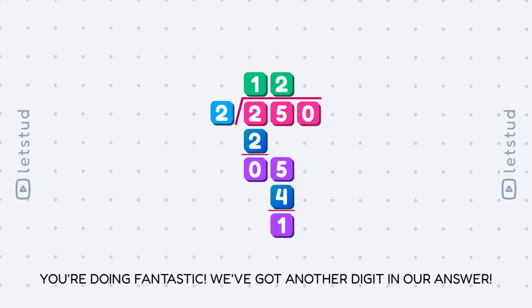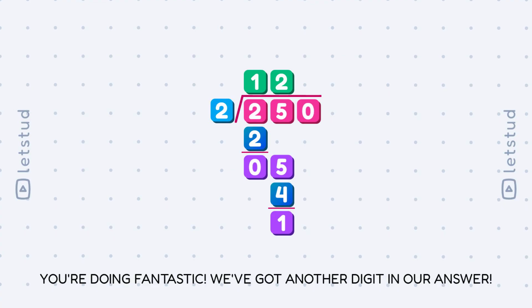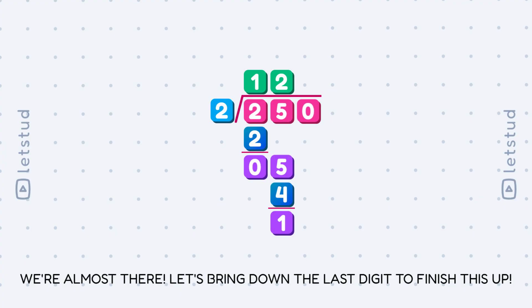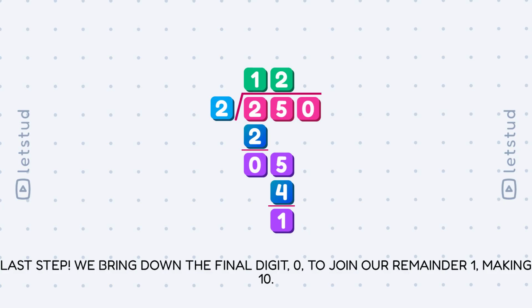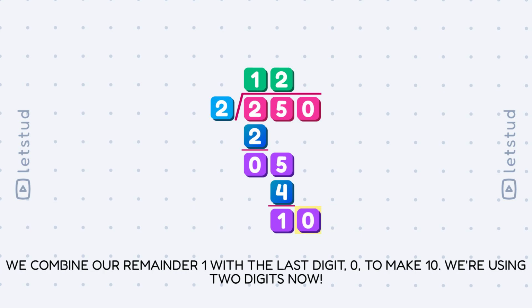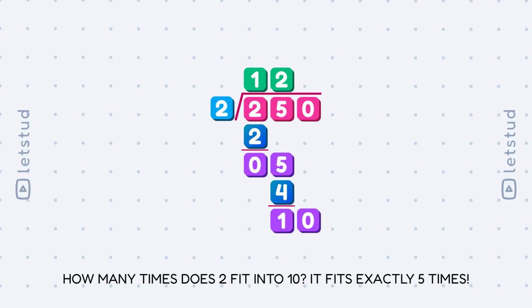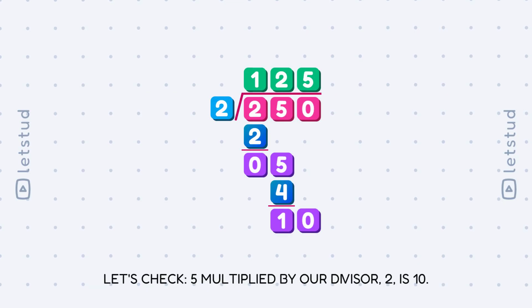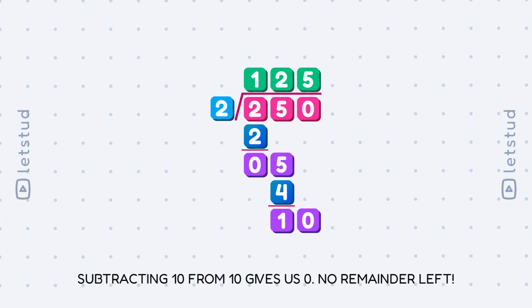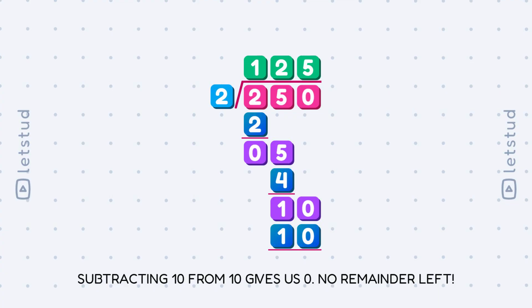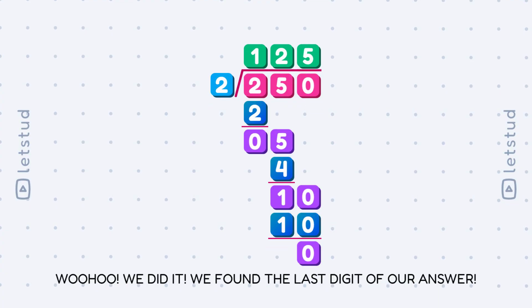You're doing fantastic. We've got another digit in our answer. We're almost there. Let's bring down the last digit to finish this up. Last step, we bring down the final digit 0 to join our remainder 1, making 10. We combine our remainder 1 with the last digit 0 to make 10. We're using 2 digits now. How many times does 2 fit into 10? It fits exactly 5 times. Let's check. 5 multiplied by our divisor 2 is 10. Subtracting 10 from 10 gives us 0. No remainder left. Woohoo, we did it! We found the last digit of our answer.